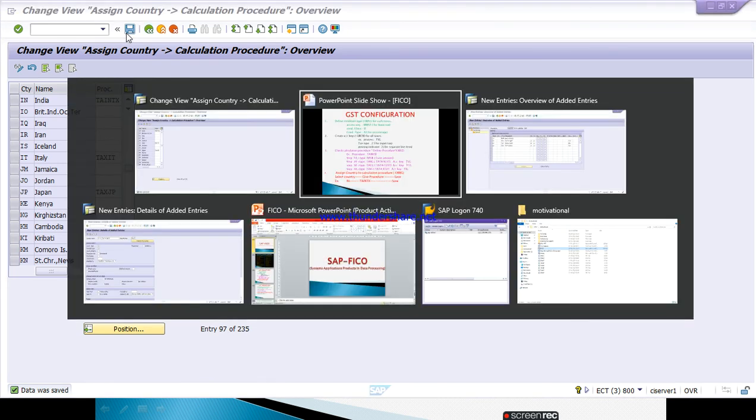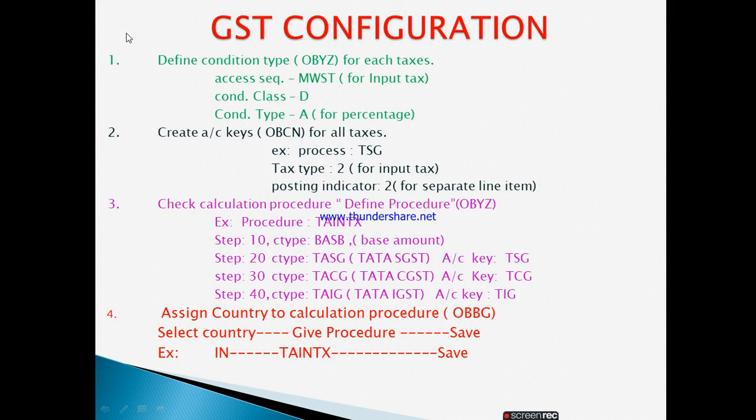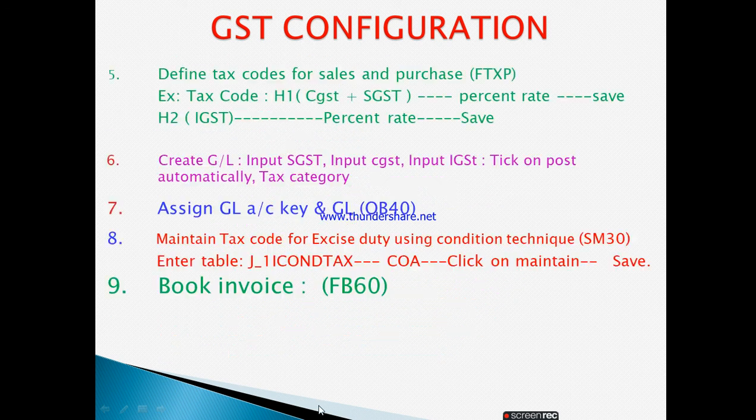The next step is, this much you have completed. The next step is to define tax codes for sales and purchases under the T code FTXP.